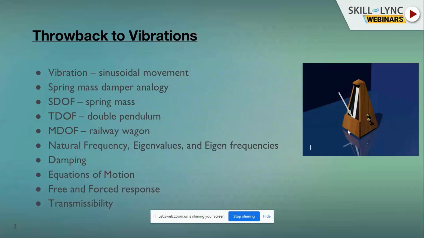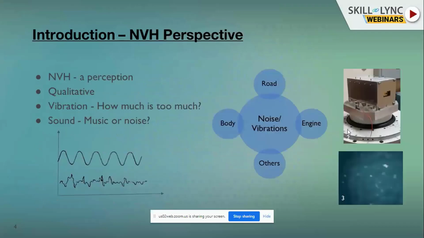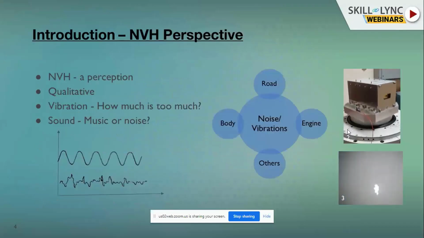So those were the areas which we have studied previously in engineering, and that was a quick brush up of the fundamentals of vibrations and also the terminologies which are used in vibrations. Now let's take a quick look at the NVH perspective of the entire thing. So what do you mean by NVH? NVH is an acronym for noise, vibration, and harshness. And why are they used together?